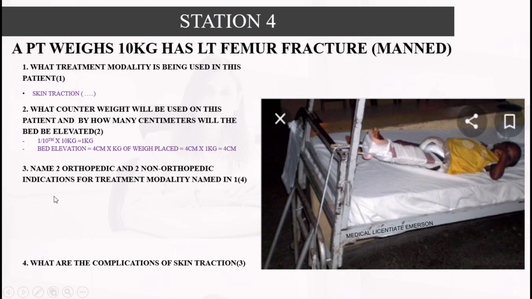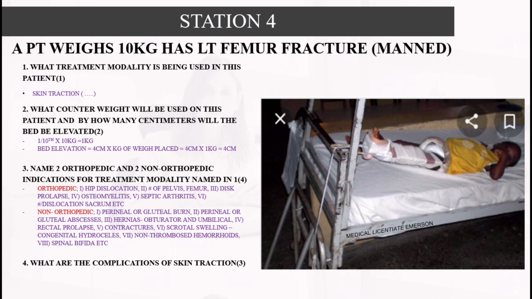And then name 2 orthopedic and 2 non-orthopedic indications. So orthopedics, we have hip dislocation, fracture of pelvis, fracture of femur, disc prolapse. We have osteomyelitis, septic arthritis, dislocation of sacrum, and of course these are not the only ones.